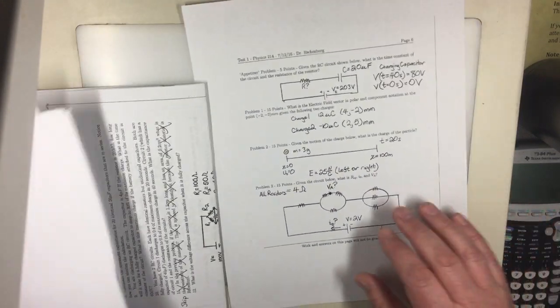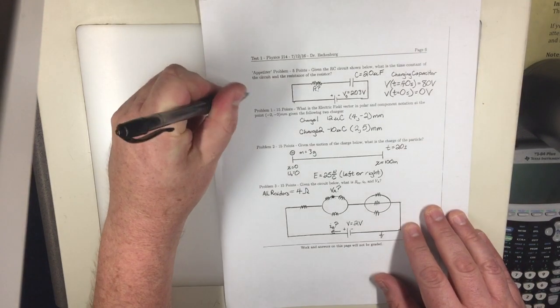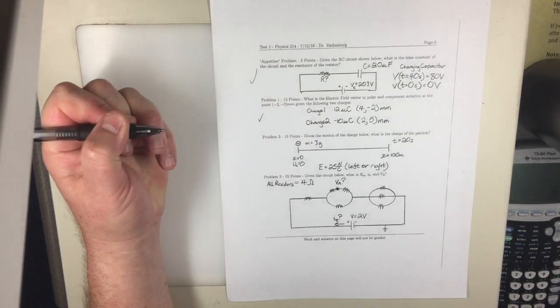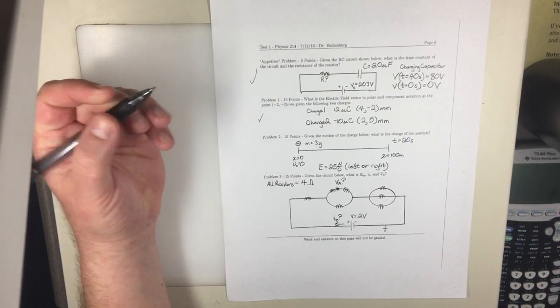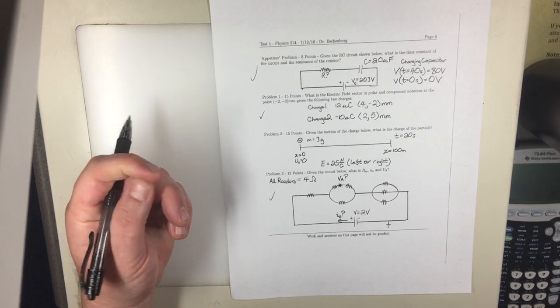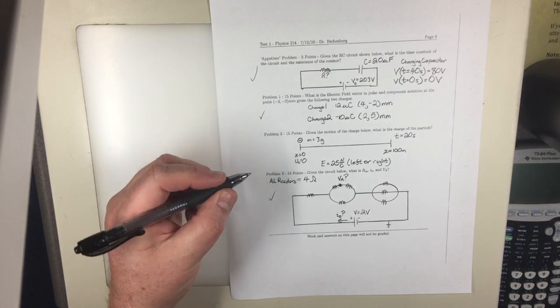So this is the test, and as you can see, there are some consistencies with yesterday's test. There is an RC circuit that's a little bit more simple. There is a charge problem, which is going to be on the test. There is a resistor REQ, I0, and VA problem, which is going to be on the test.